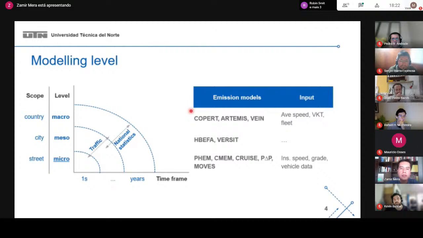We have some examples of emission models, and each model requires some kind of inputs to predict the emissions. Microscopic emission models usually need instantaneous data, such as instantaneous speed, road grade, or power, and more data from each specific vehicle. While macroscopic emission models are usually based on average speeds, we need general statistics of the fleet, and also a very important variable, the kilometers traveled by each vehicle.